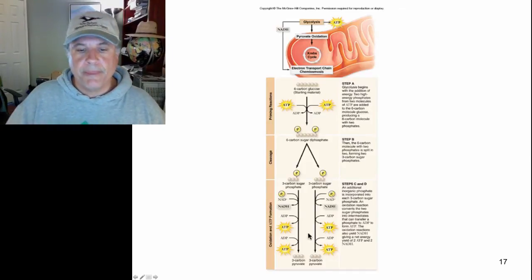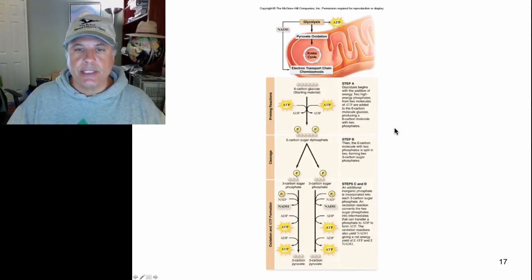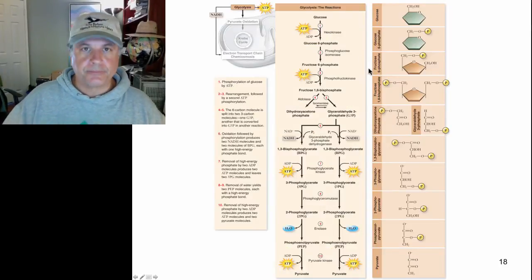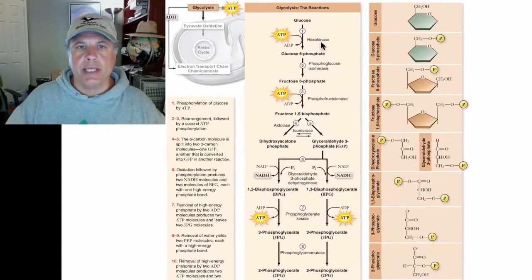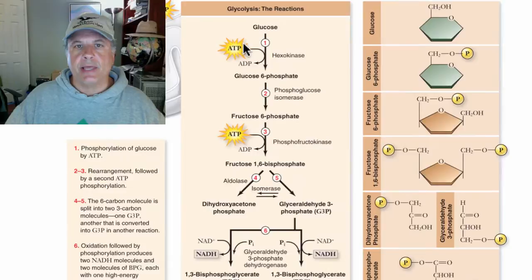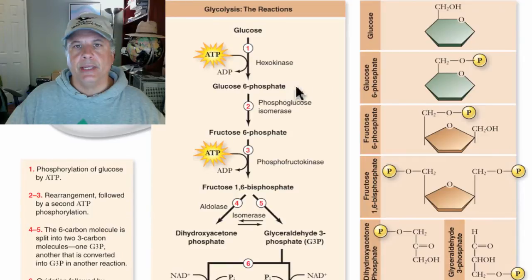All right, we left off with the net yield of 2 ATP in the overall process of glycolysis. Now let's look at this biochemical pathway in a little more detail. We start out with glucose, and in step 1, the enzyme hexokinase phosphorylates glucose to yield glucose 6-phosphate. Here we have glucose, and here we have phosphate attached to the 6th carbon of glucose. There's an oxygen and then 1, 2, 3, 4, 5, 6 carbons.